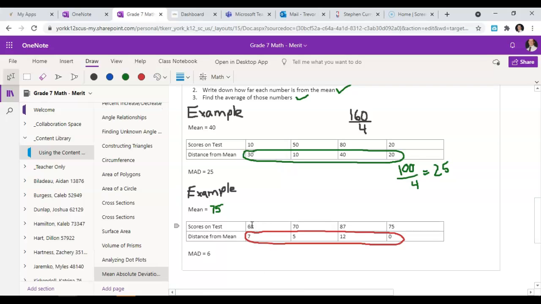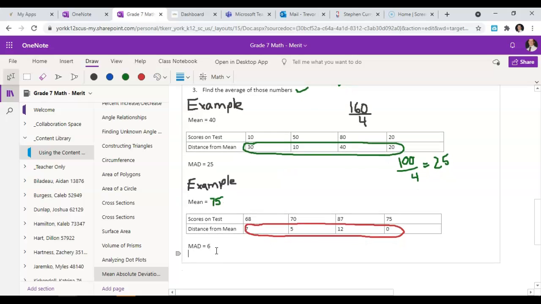And hopefully you can see that this student was much more consistent. They were always scoring in the high 60s to the 80s. I mean, they were always right around 75. So on average, they scored within 6% of the average. So if I was going to make a prediction as to what they were going to get next time, I would say that they're going to score within 6%, either 6% higher, 6% lower, or even closer to 75.